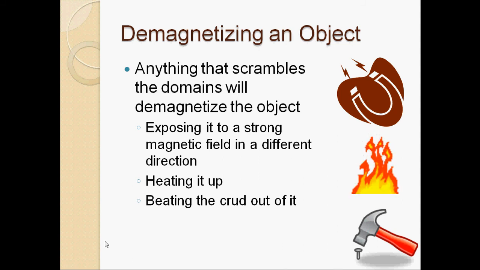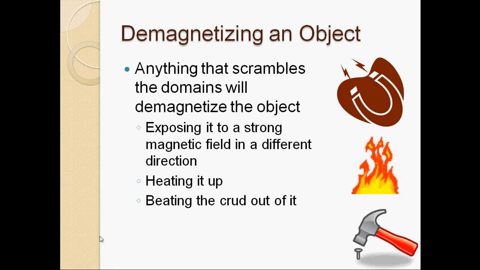Number one, we could take a really strong magnetic field and put the magnet into that magnetic field and shake it all around, so that some of the atoms reorient with the new magnetic field and some are still oriented with the old magnetic field, and everything gets jumbled up. So that's one way that we could do it.